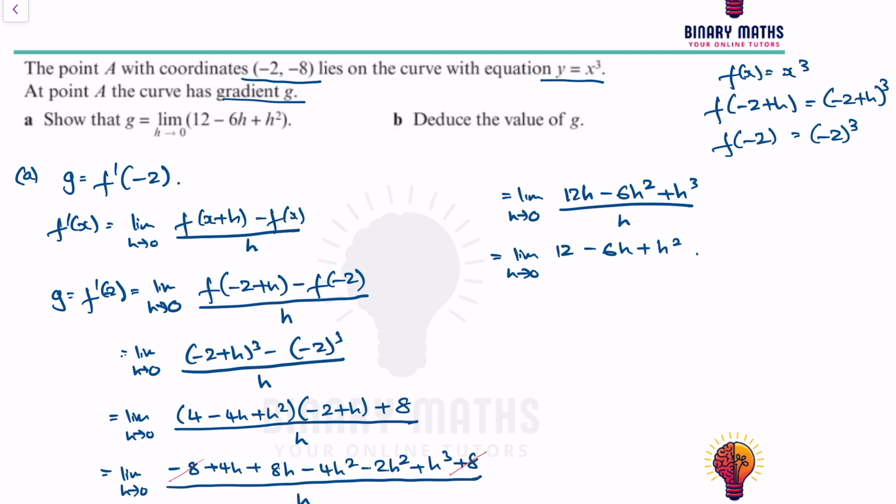That was part A. Part B says deduce the value of g. If you want to find g, we have to find out what happens as h tends to 0. So as h tends to 0, 12 - 6h + h squared tends to, because h squared gets closer and closer to 0 and 6h gets closer and closer to 0, we get that this tends to 12. Therefore, g, which is equal to f dash of -2, is equal to 12.